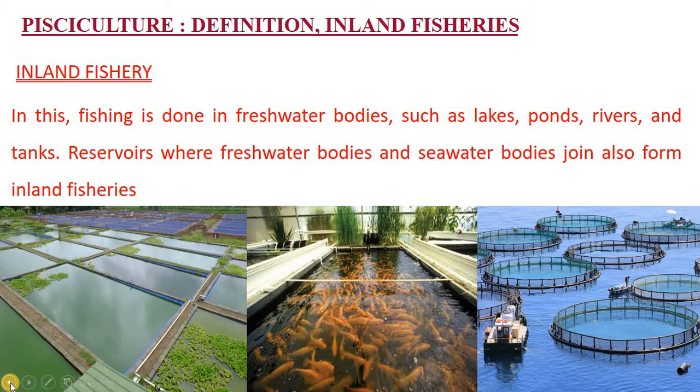Rearing of fishes in the lakes is called lacustrine fisheries. Lakes may be of two types: the natural lakes and the man-made lakes. Man-made lakes are the artificial lakes. Natural lakes are the natural ecosystems.